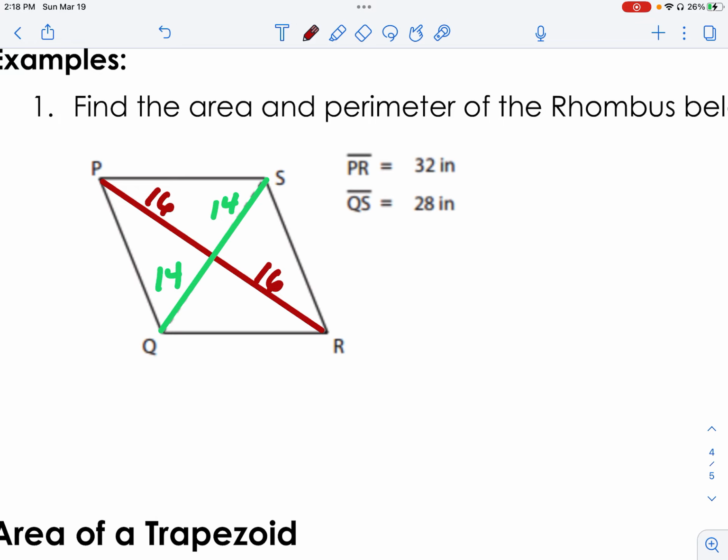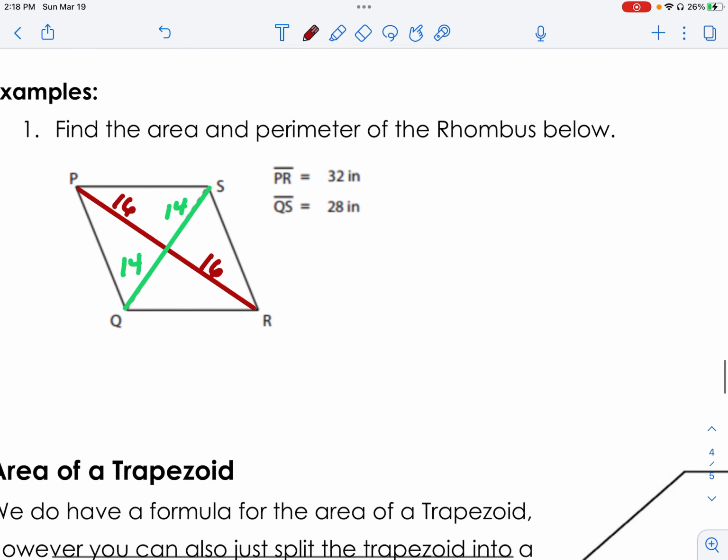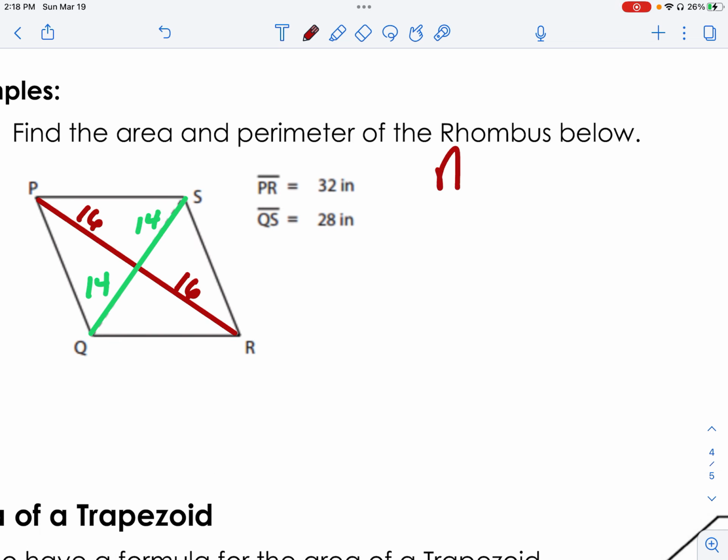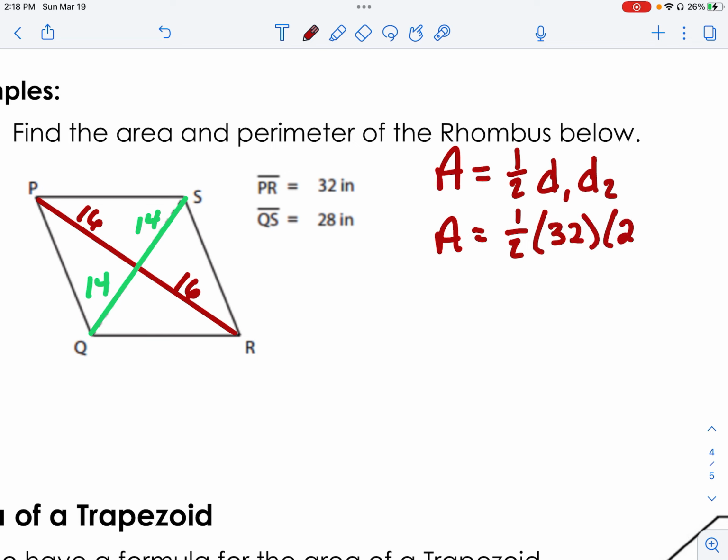So there's really two ways that I could go about solving this. When you are given both full diagonal lengths, you can plug it into the formula of area equals 1/2 diagonal 1 times diagonal 2. So in our case, this was 1/2 times diagonal 1, which was 32, times diagonal 2, which was 28. And you end up with the area equals 448 inches squared.